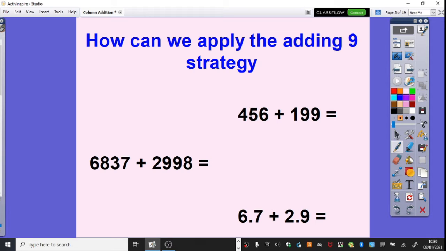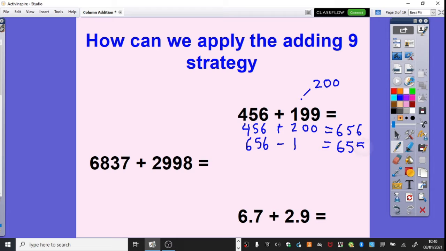So just a quick recap then, we've got 456 add 199. We obviously know that this is close to 200. So we can do 456 add 200, which gives us a total of 656. And remembering again, this time we will be subtracting 1 because we've added on 1 too many. 655 for that one.